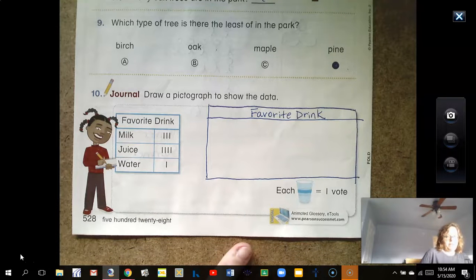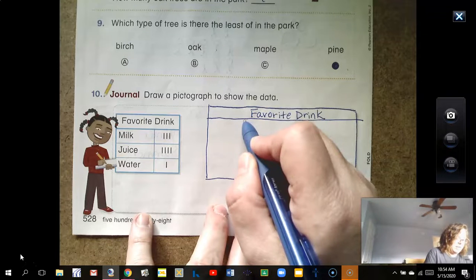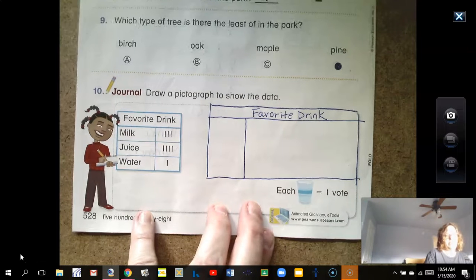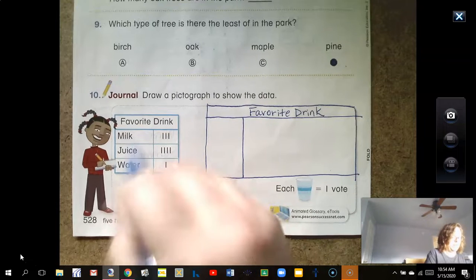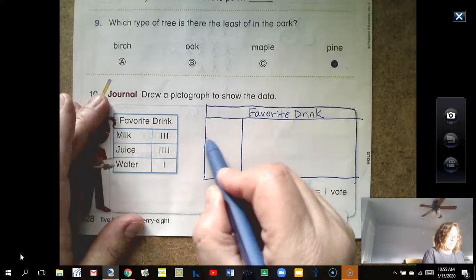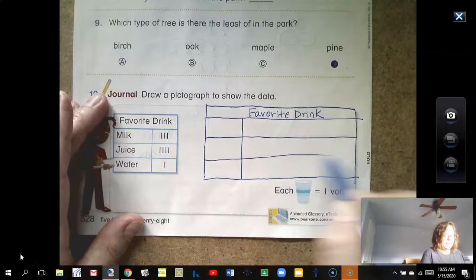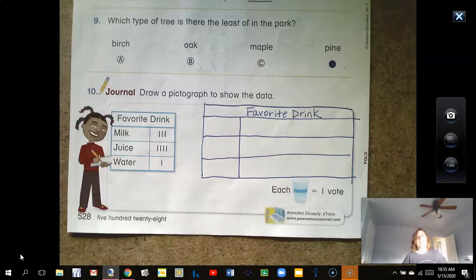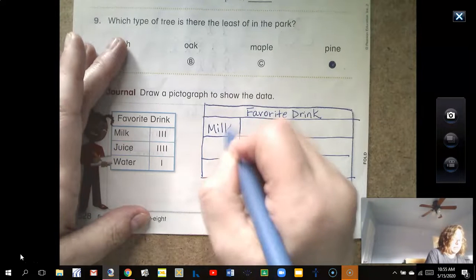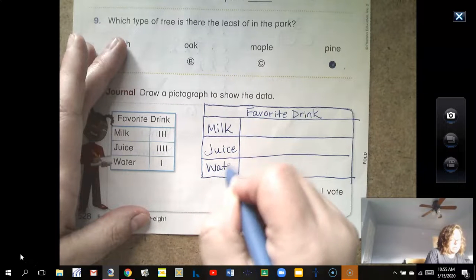So we got that so far? Then I'm going to draw a line right down here. Okay, so you might want to do that because we have to put the kinds of drinks. And then there are 3, so I'm going to do a line like this. 1, another line. And you can use your ruler if you'd like to. And then in here I put milk, juice, water.